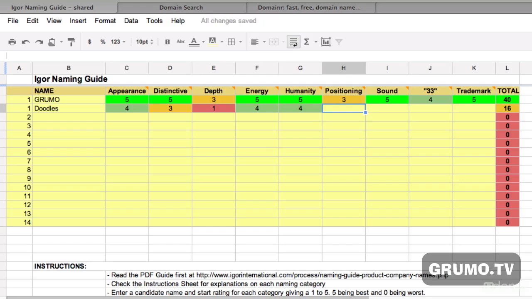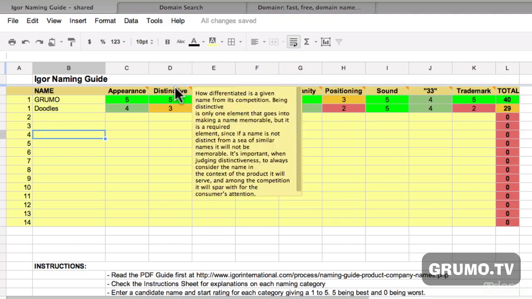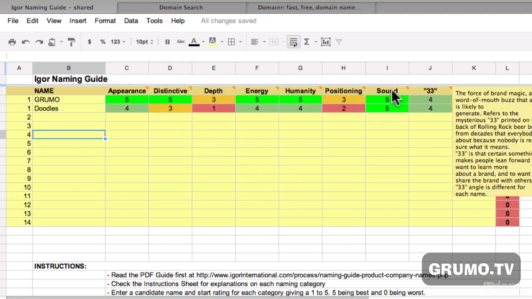Positioning, 2. Sound, Doodles sounds great. 33, maybe it has a lot of magic with it. Trademark, probably it's already trademarked. I don't know, you have to do some research. And then you can keep adding the names that you would like to have for your website, and then you're obviously going to try to find that on your domain. And anything that is over 40, well, obviously, it must be a good name, right?